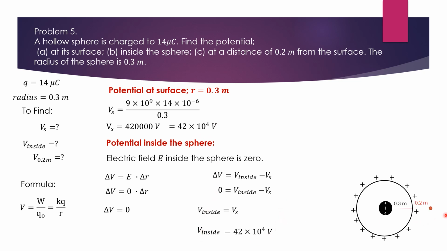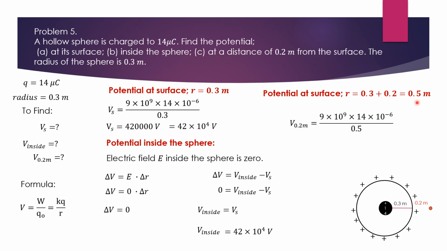Now we need to calculate the potential at the point 0.2 meter away from the surface, and this makes the total distance from the center 0.3 plus 0.2, which is equal to 0.5 meter. Putting in these values results in 252,000, which can be written as 25.2 into 10 power 4 volts.